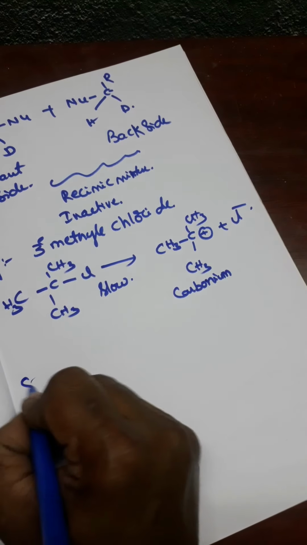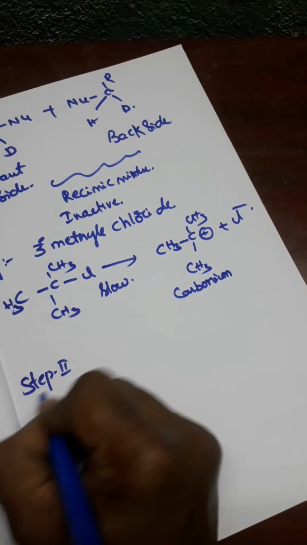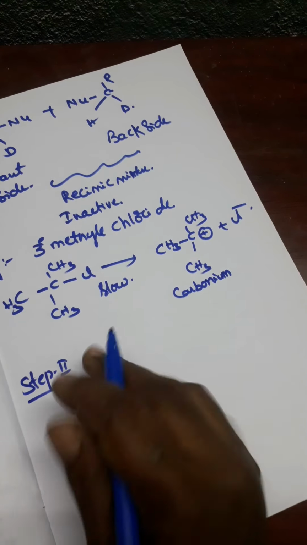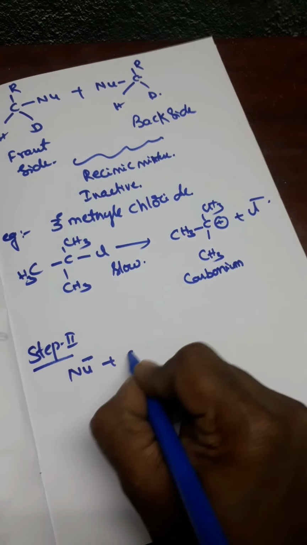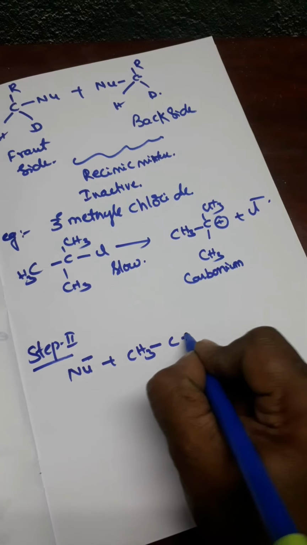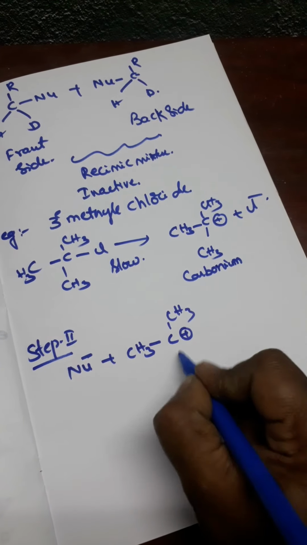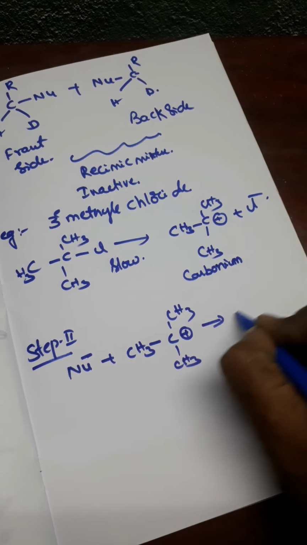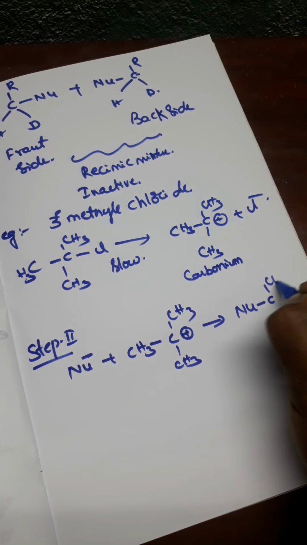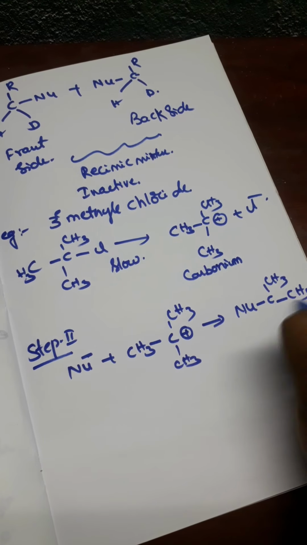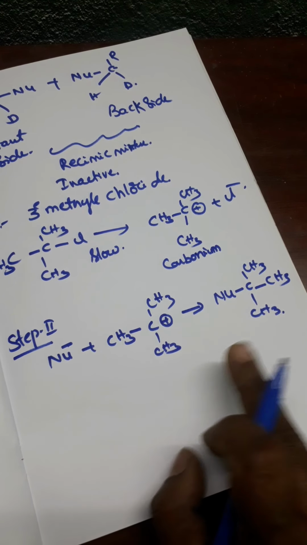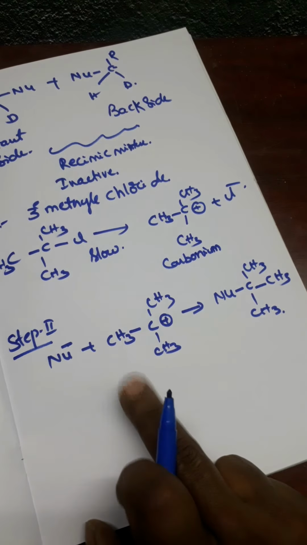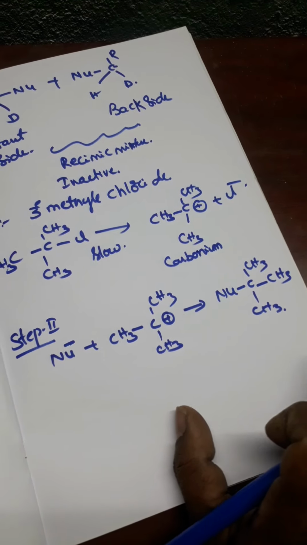The second step is step 2. Here what happened? The nucleophile Nu minus reacts with the CH3 C plus CH3, which gives Nu CH3. It is a rapid attack of the nucleophile on the carbonium ion to form a new bond. This is step 2. That is the SN1 mechanism.